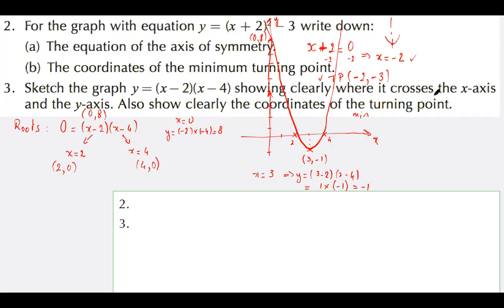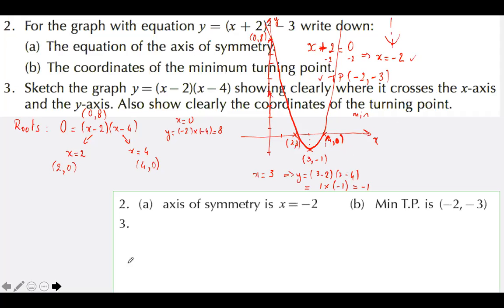They didn't ask us for the coordinates, so you can just put 2 and 4. But if you want, you can put 4, 0. It's not going to take points from you. And you can put 2, 0 as well, just if you want to be consistent. So you've got 2, 0, 4, 0, and so on and so forth. So let's see how they did that.